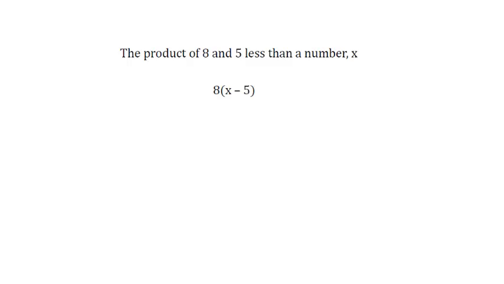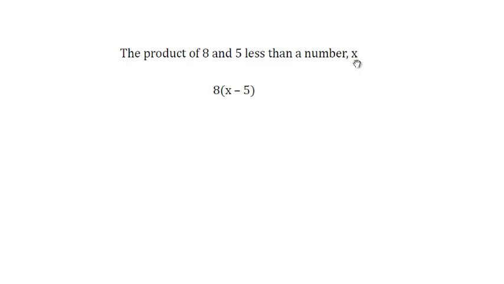The product of 8 and 5 less than a number x. Here we have the word product and the words less than. Again, product will mean to multiply, and this time less than will mean to subtract. When you see the words the product of, you know that two or more numbers to be multiplied will follow. Those numbers will be separated by the word and. Here our numbers are 8 and 5 less than a number x.